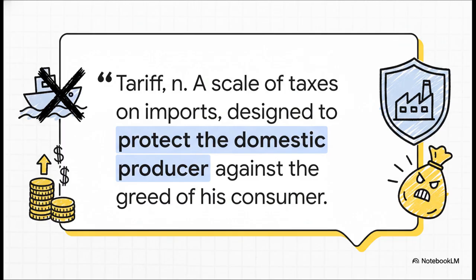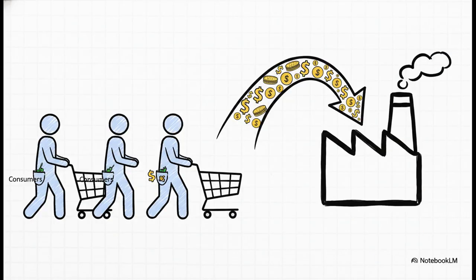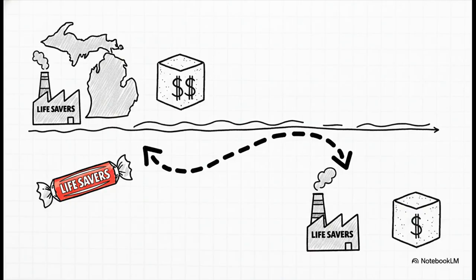Well, the writer Ambrose Bierce defined it perfectly more than 100 years ago. He said, "A tariff is a tax on imports, designed to protect the domestic producer against the greed of his consumer." And that's the absolute crucial point here. Protectionism isn't really a battle between us and them. It's actually a hidden subsidy. It forces consumers inside a country to pay higher prices, and that extra money goes right into the pockets of producers inside that same country. And this has very, very real consequences.